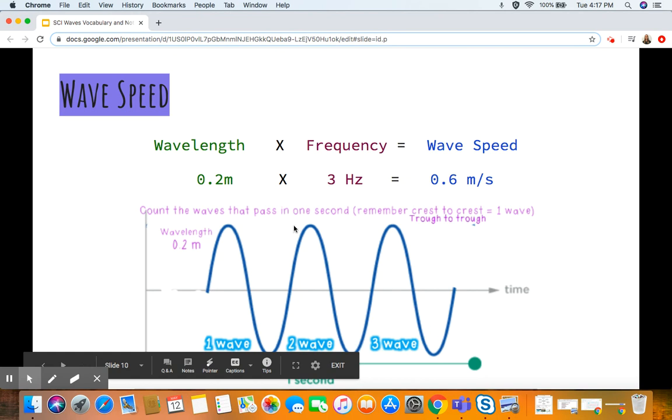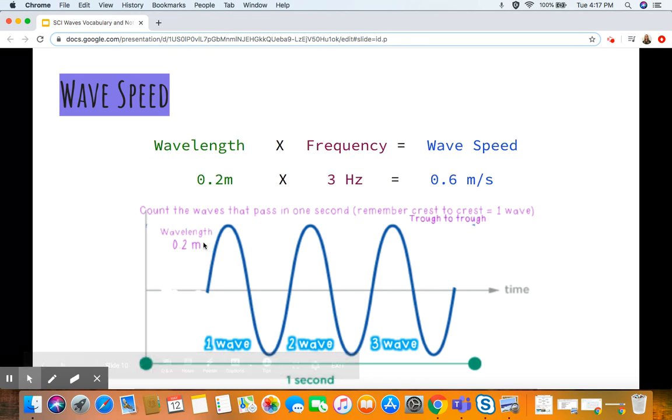Our wavelength is given to us because we can't measure this picture. So our wavelength is 0.2 meters. If I plug into our formula of wavelength times frequency equals wave speed, we go from 0.2 meters times 3 hertz, and that equals 0.6 meters per second.